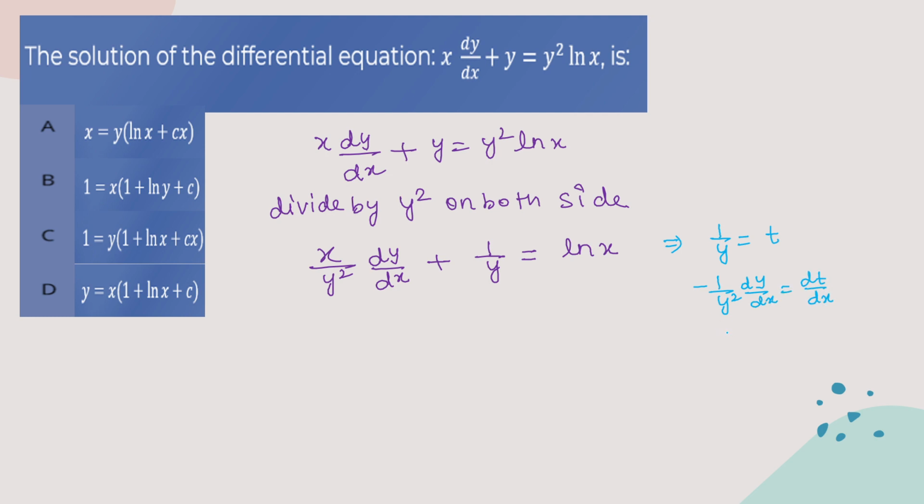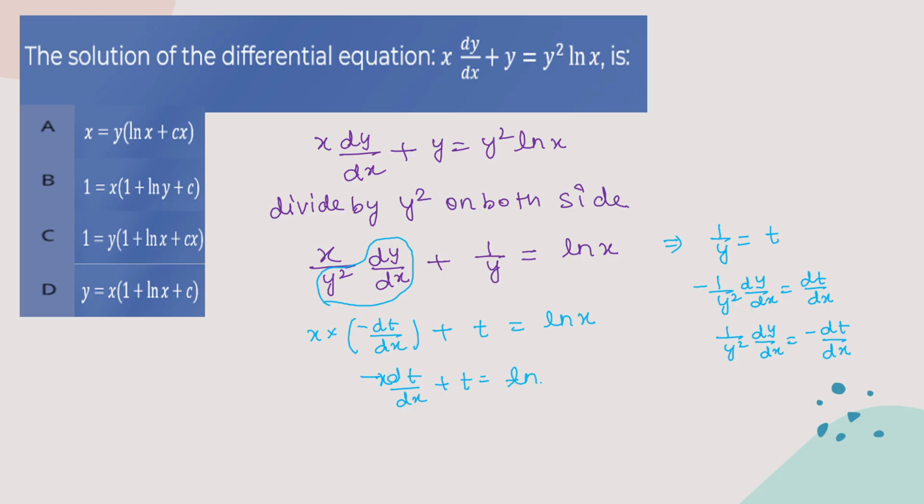So minus sign can be taken on the right side, and you will be getting 1 by y square into dy by dx is equal to minus dt by dx. Okay. So now just replace those values. So when we replace this, x will remain as it is, and this value will be replaced. See, 1 by y square into dy by dx will be replaced by minus dt by dx, plus 1 by y will be t, and the rest of the thing remains as it is. So we got minus x times dt by dx plus t is equal to ln x.